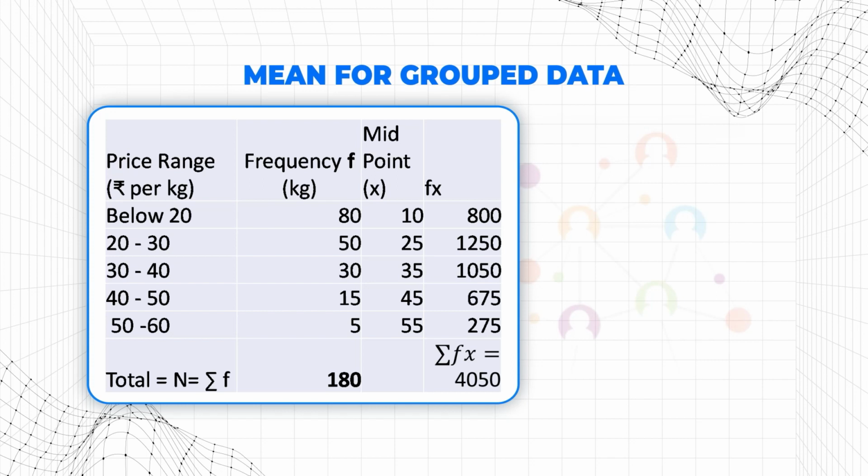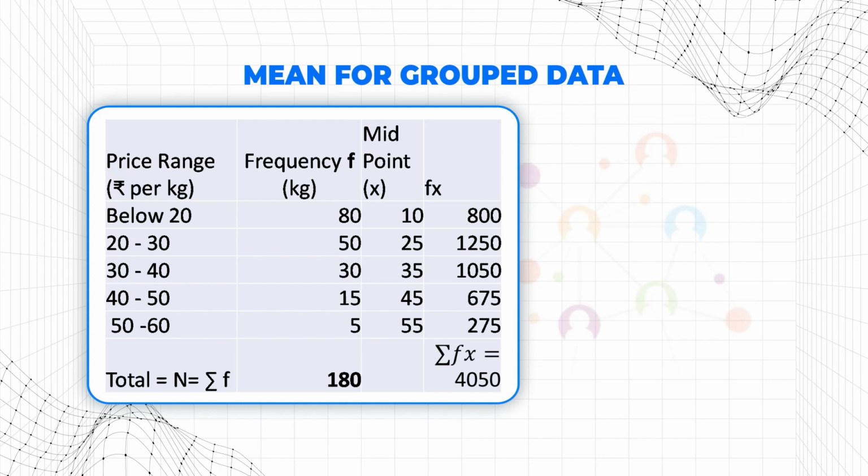So for example, for the third row, 20 plus 30 divided by 2, so we are getting 25. In the same way, we can calculate the midpoints, and by multiplying the frequency with midpoints, we are getting the figure fx. See here, below 20 we are getting 800. Similarly, we are getting the figures for other ranges. And when we add the summation of fx, it comes to 4050. And n, that is the summation of frequency f, is 180.